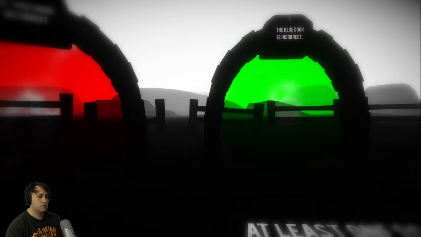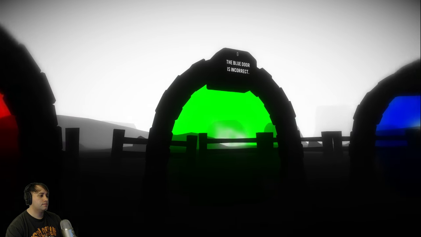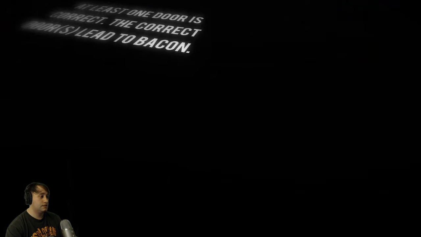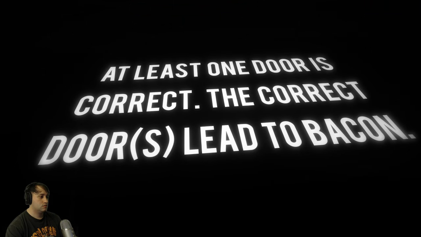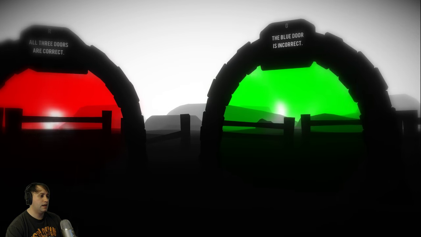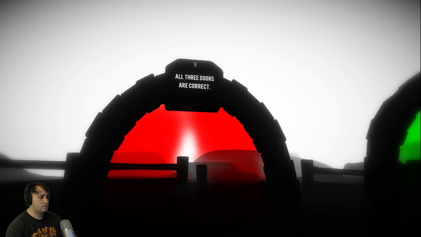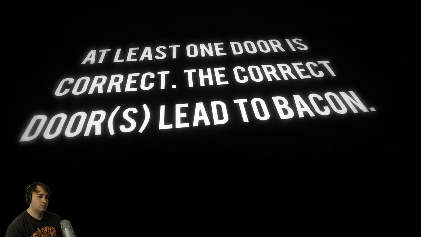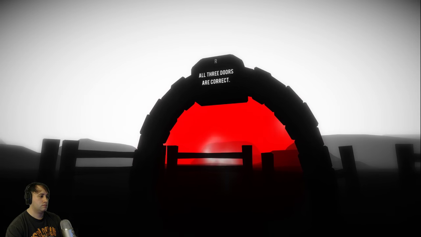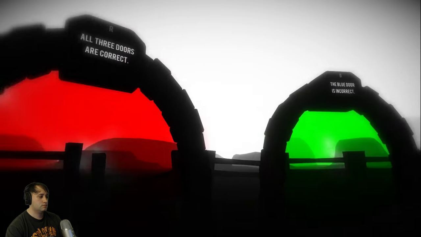At least one door is correct. The correct doors lead to bacon. What is with this wind? That's irritating. All three doors are correct. The blue door is incorrect. The red door is incorrect. At least one door is correct. Okay, so they can't all be lying. Correct doors lead to bacon. Okay.